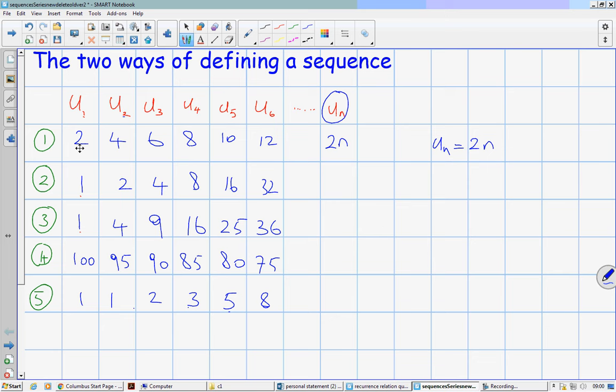You might have heard the expression, I don't know if it's used so much these days, position to term rule. This is sometimes called a position to term rule, because what we're doing is defining the nth term in terms of its position.